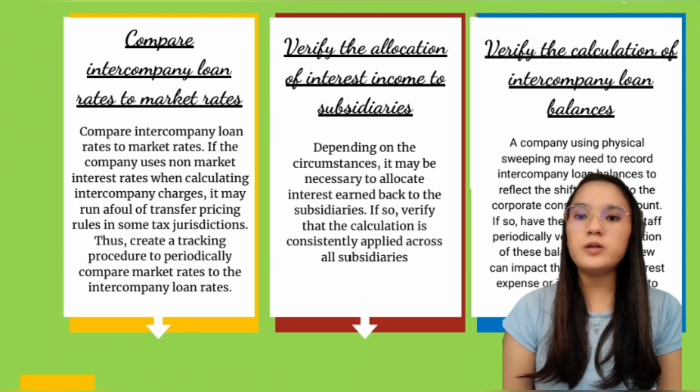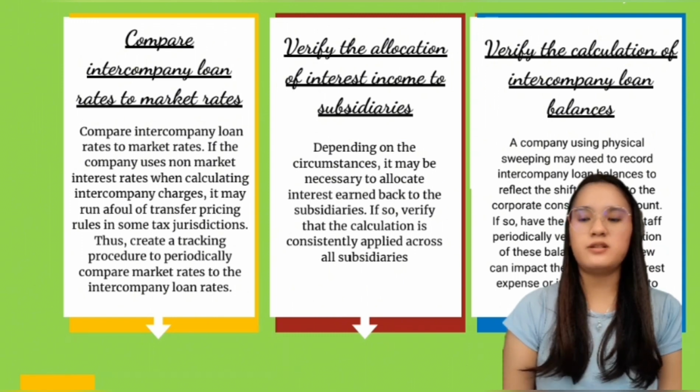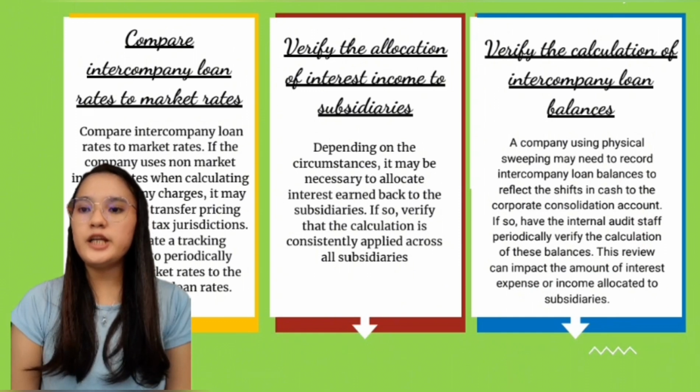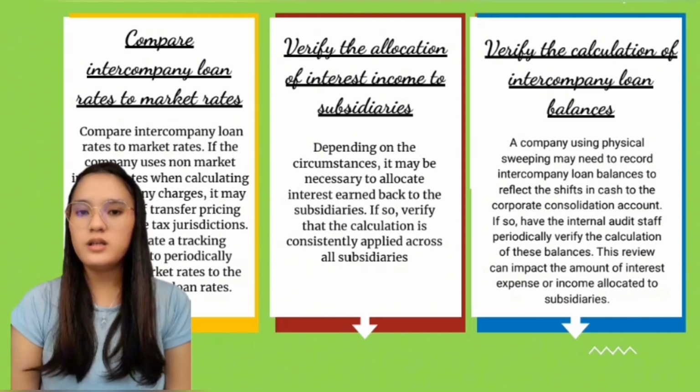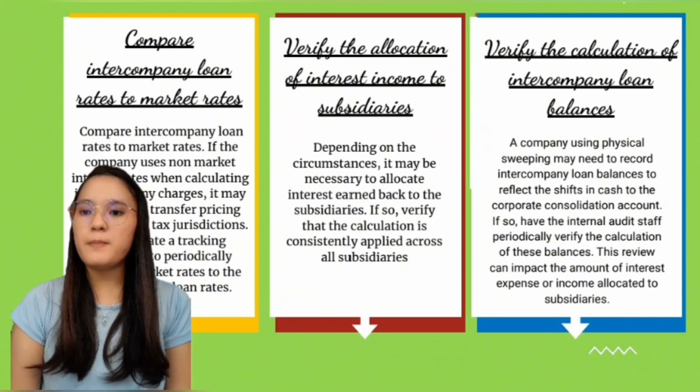Fourth is to verify the allocation of interest income to subsidiaries. Depending on the circumstances, it may be necessary to allocate interest earned back to the subsidiaries. If so, verify that the calculation is consistently applied across all subsidiaries. Fifth is to verify the calculation of intercompany loan balances. A company using physical sweeping may need to record intercompany loan balances to reflect the shifts in cash to the corporate consolidation account. If so, have the internal audit staff periodically verify the calculation of these balances. This review can impact the amount of interest expense or income allocated to subsidiaries.